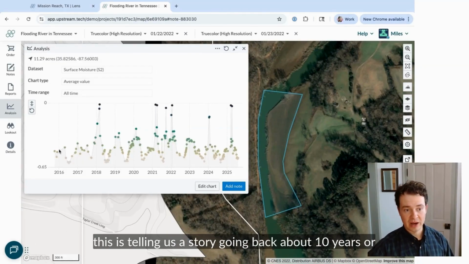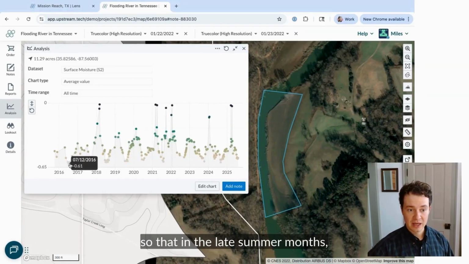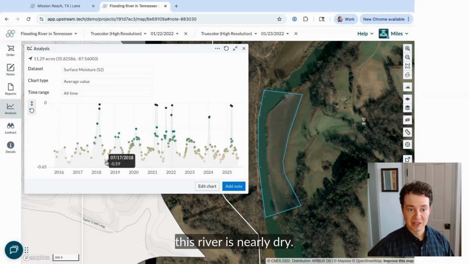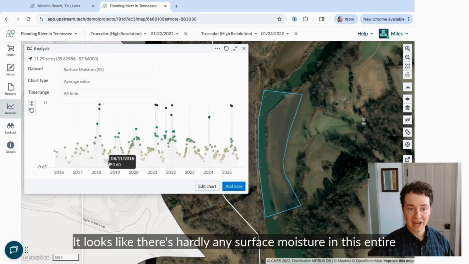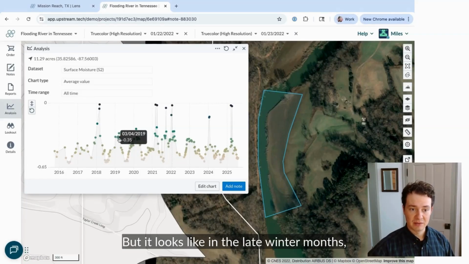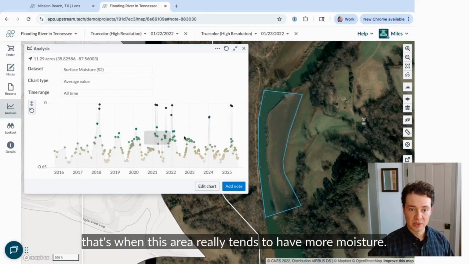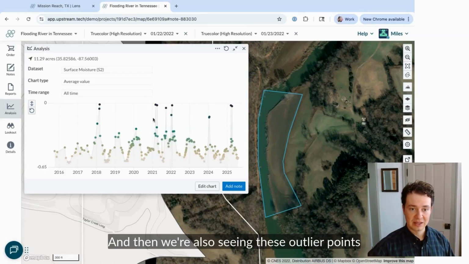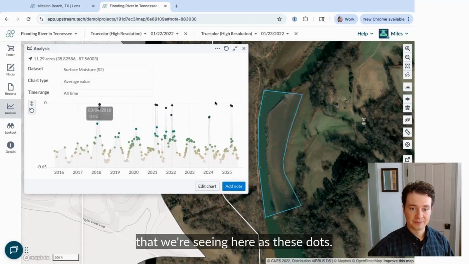this is telling us a story going back about 10 years or so, that in the late summer months, this river is nearly dry. Looks like there's hardly any surface moisture in this entire area by the end of the summer most years. But it looks like in the late winter months, early spring, that's when this area really tends to have more moisture. And then we're also seeing these outlier points that we're seeing here as these dots.